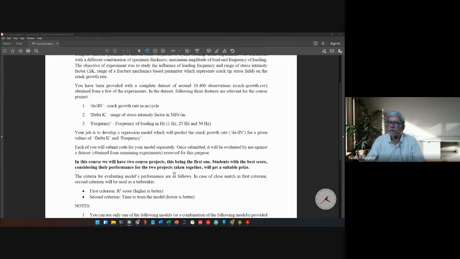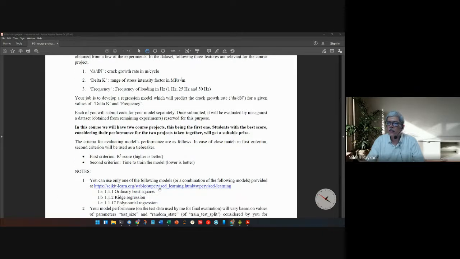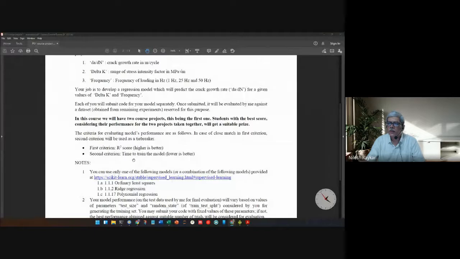Yeah, so this is the first project. The second, as I told, is based on neural networks, which we'll cover later. Your performance will be compared with your peers, as shown here. R square will be taken as the evaluation metric. If both students get the same R square value, then the time to train the model will be considered. If there is still a tie, then both will win.